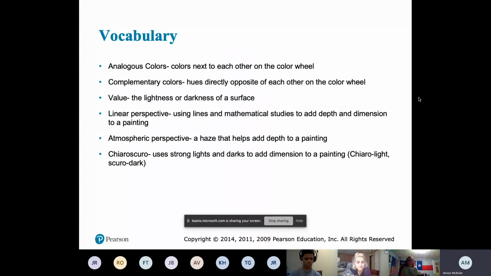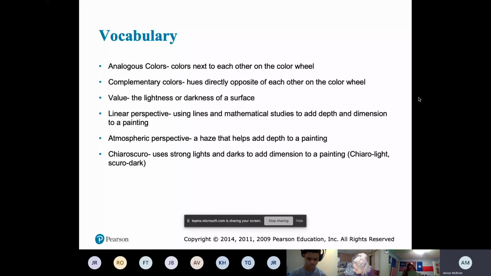Here's some basic vocabulary, and I'm going to stay on this slide for a little while if you're taking notes. The first term is analogous colors. Analogous colors are colors that are right next to each other on the color wheel like they're touching each other. Analogous colors go really well together. So an example of that would be purple and blue. They're touching each other on the color wheel. They are analogous colors. They go together really well.